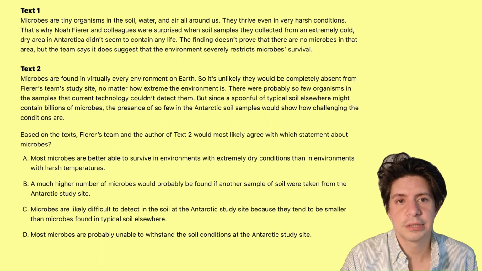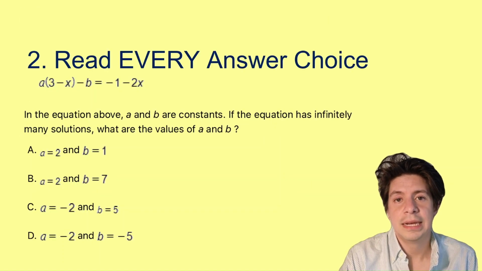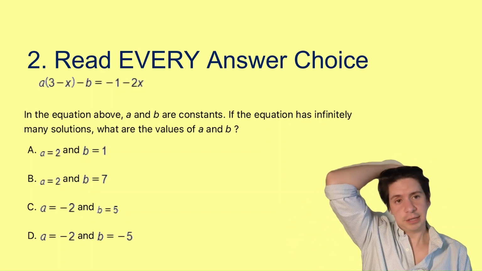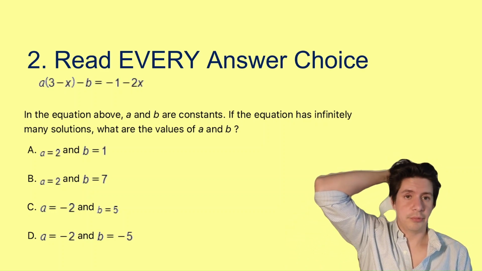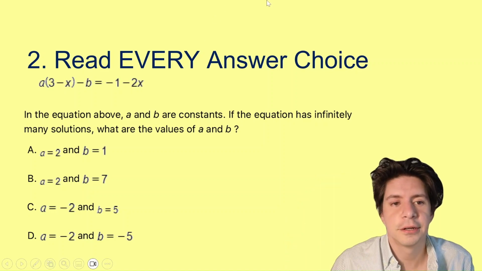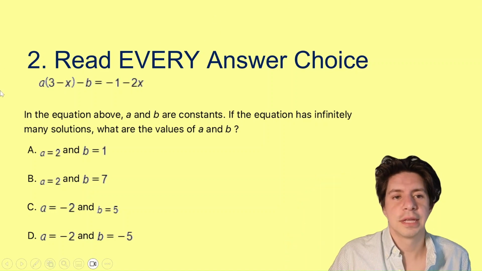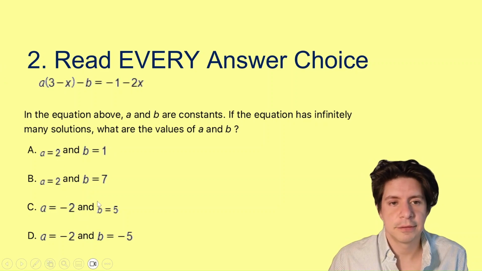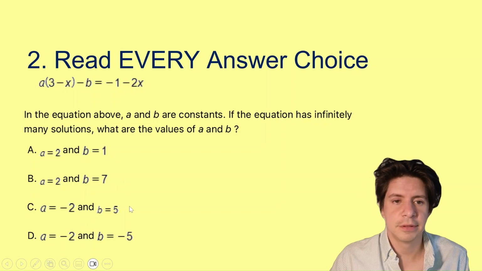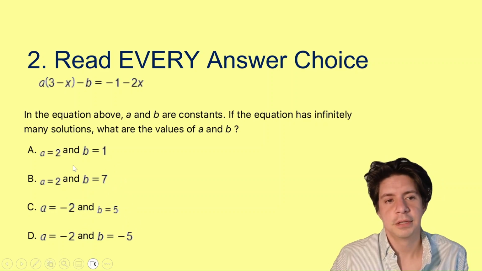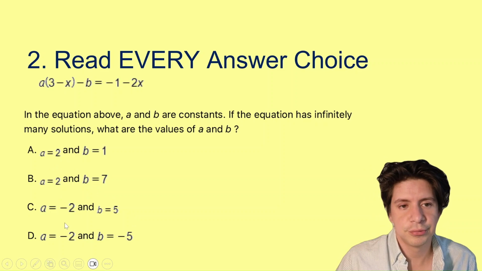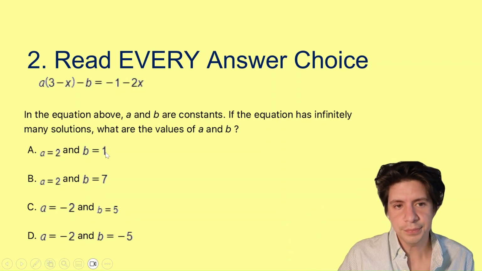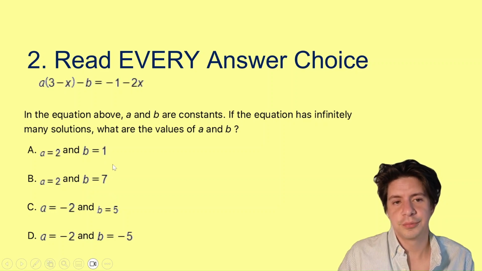So now the next one is read every answer choice, right? So this is a math question. It also applies to the reading questions. So you have here 4 answer choices, like always, unless of course it's a fill in the blank. You have A equals 2, A equals -2, B equals 1, B equals 7, B equals 5, -5. So looking at A equals 2 and -2, I already know the choices are between 2 and -2 for A. And then I should know the choices here between B, right?